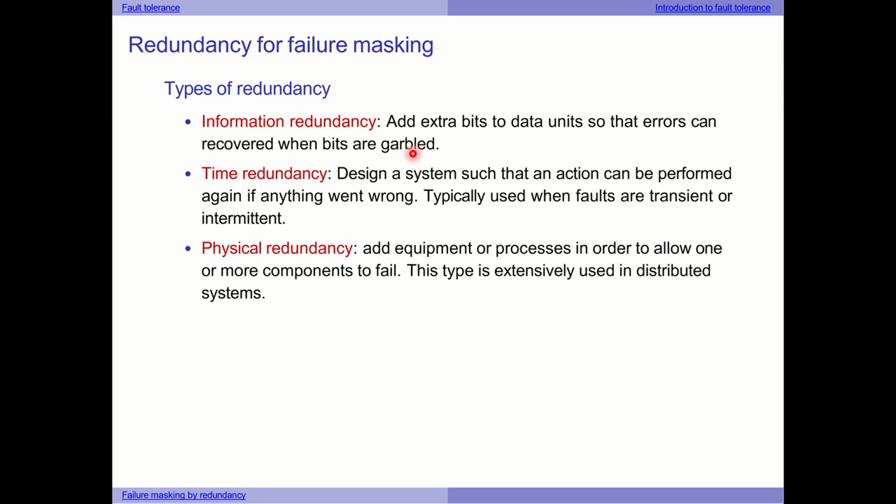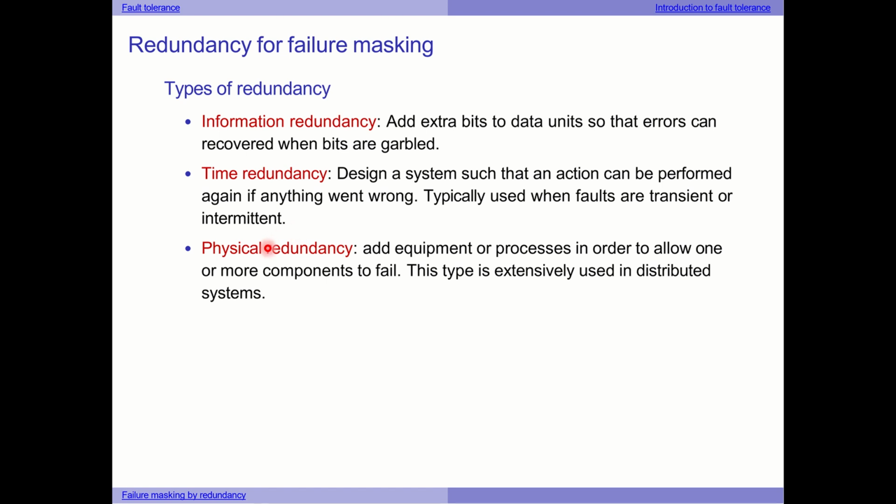And then second is time redundancy. We design a system such that an action can be performed again if anything went wrong. This is typically used when faults are transient or intermittent. For example, in your programming, you put a loop or retry, right? So basically this is time redundancy.